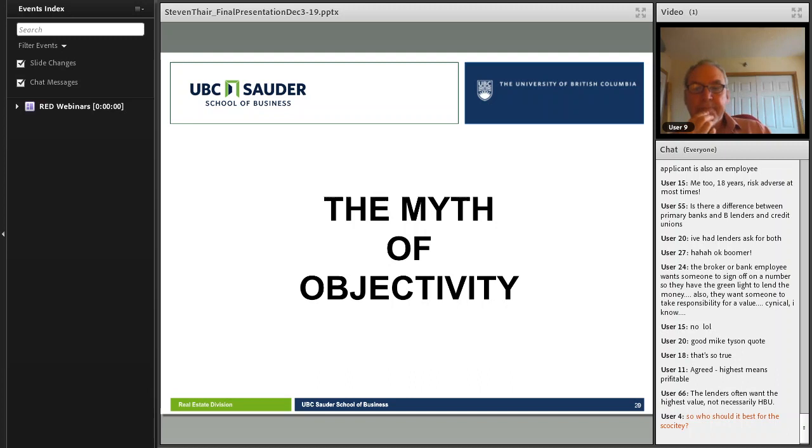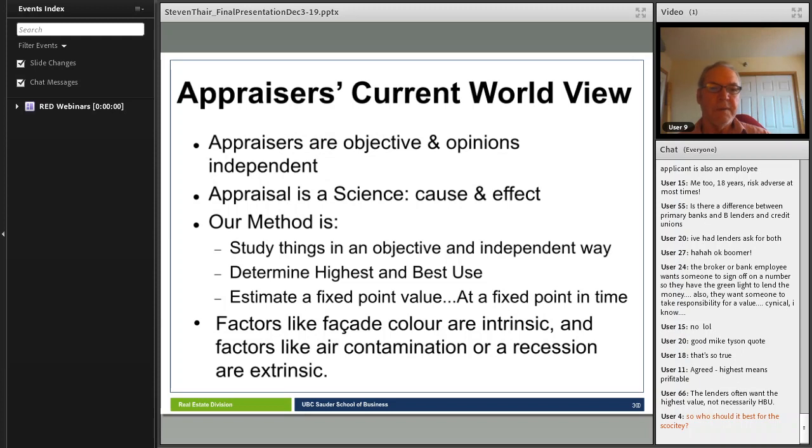So now, if you're not buzzed by a lot of conceptual stuff already, I'm going to buzz you with it now. I want to take a step back and look at where we are as appraisers. This is called some deconstruction. And I'm going to talk about our belief in objectivity. And this comes up at every conference. It comes up in many appraisal discussions. You've got to be objective. It's professional to be objective. And our belief is that a good appraiser is objective and our opinions are independent.